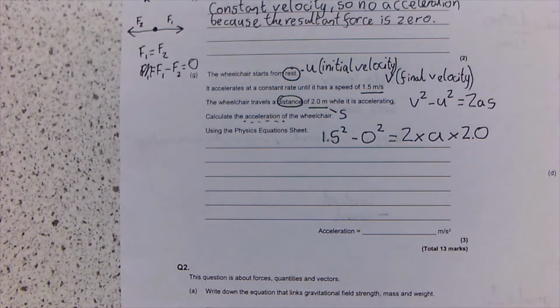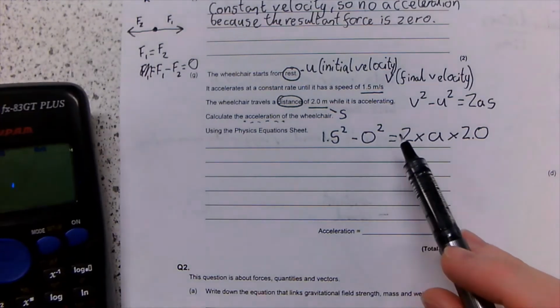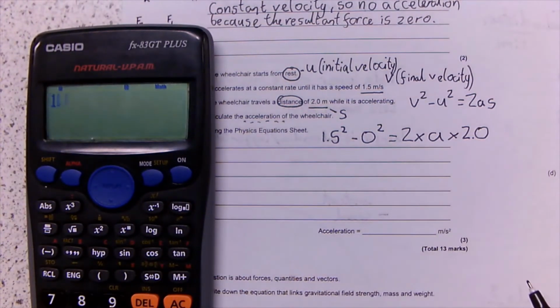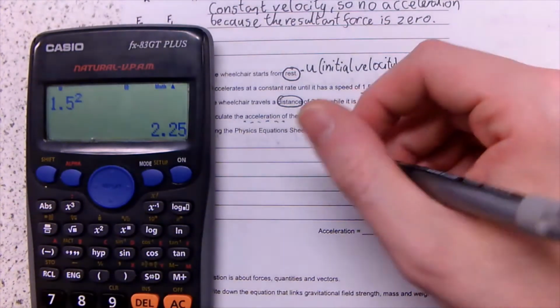So what I'm going to do is move my equation sheet to the side and grab my calculator, and I'm going to just start working out what some of these bits are. So the first bit that I'm going to work out is what 1.5 squared is. So 1.5 squared on my calculator gives me 9 over 4, which is 2.25.